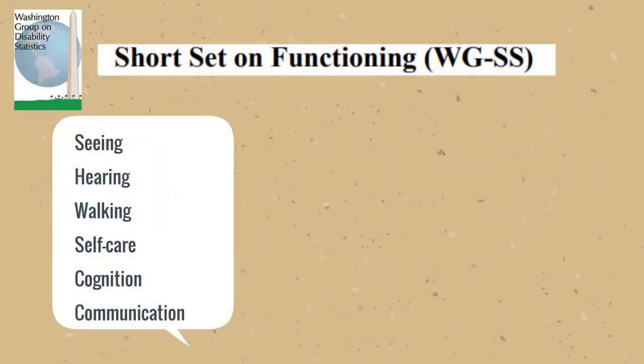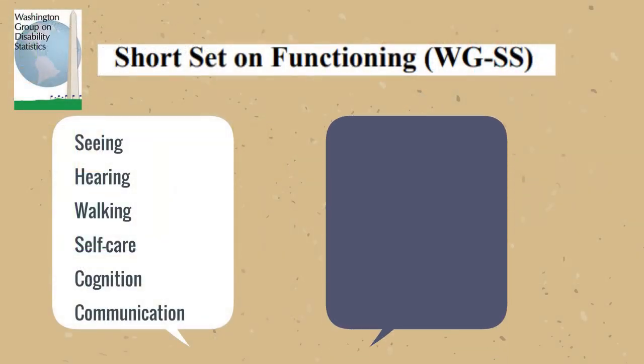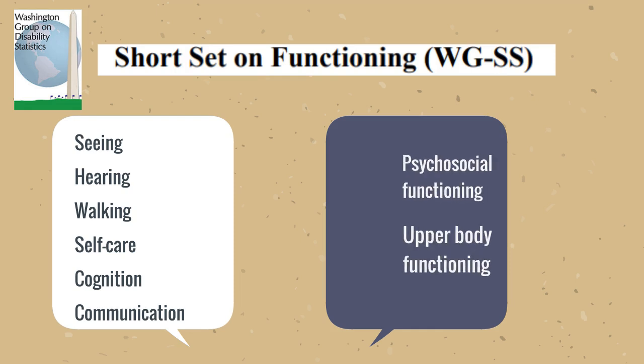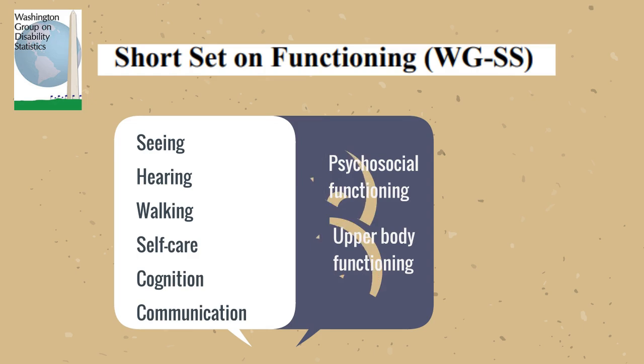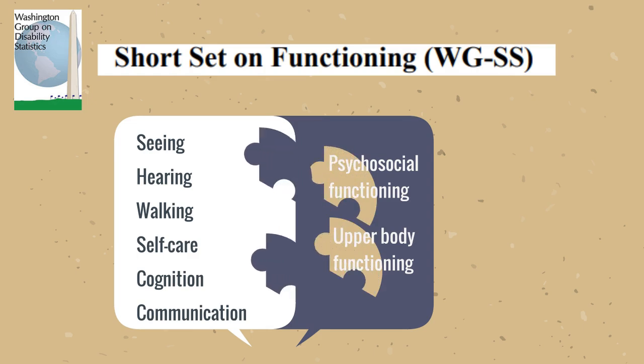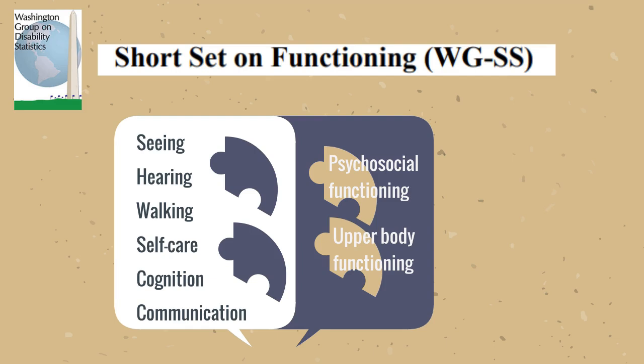The short set does not include questions in 2 important domains of functioning, psychosocial and upper body functioning. This does not mean that people with these difficulties are not included in the short set. Some, but not all of those with difficulties in these domains are captured through the other 6 questions.